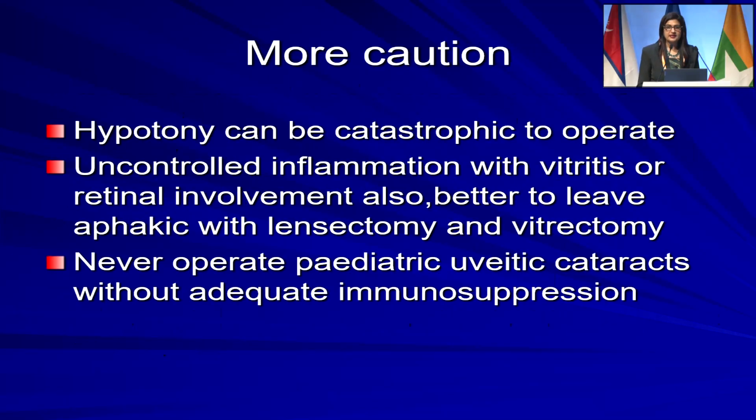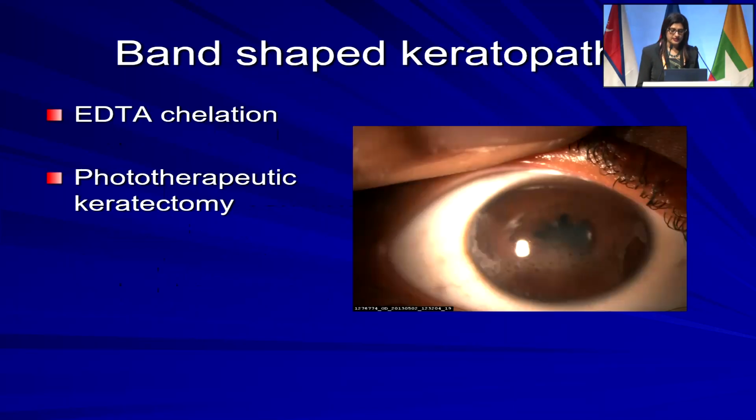Remember to use more caution. If the patient is hypotonous, you must try to reduce the hypotony. Use a stronger steroid like difluprednate to bring the IOP up a bit, and control the inflammation well before you take up surgery, or you will end up with a phthisical eye. With uncontrolled inflammation, vitritis or retinal involvement, it is better to leave it alone without placing the intraocular lens. Leave them aphakic with a lensectomy and a vitrectomy. And never ever operate pediatric cataracts without adequate immunosuppression.